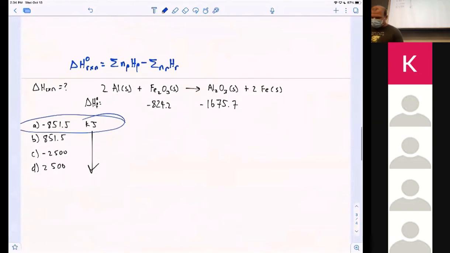Students tend to love thermo because, oops, I gave you the answer. Ignore that.